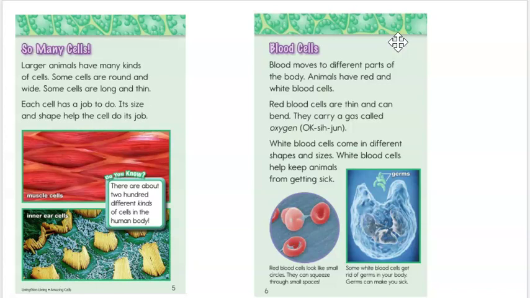Blood moves to different parts of the body. Animals have red and white blood cells. Red blood cells are thin and can bend. They carry a gas called oxygen. White blood cells come in different shapes and sizes. White blood cells keep animals from getting sick. Red blood cells look like small circles. They can squeeze through small spaces. Some white blood cells get rid of germs in your body. Germs can make you sick. Germs.